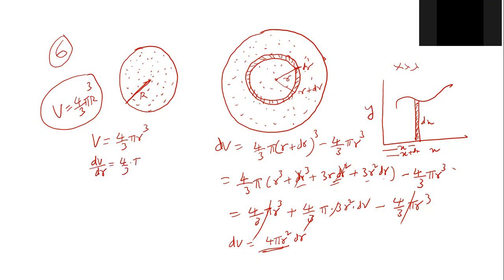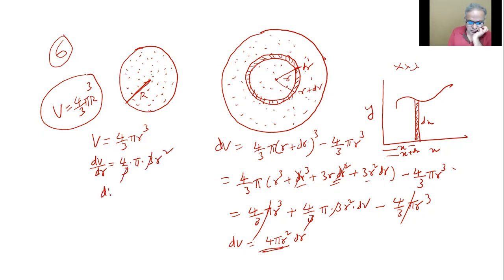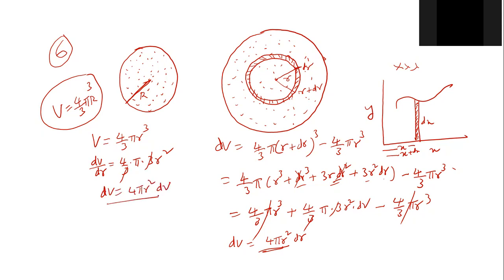4 by 3 pi r cubed. Differentiating, 3r squared. Yes, sir. Right? So what is dV? dV equals 4 pi r squared. This is simple, but I deliberately wanted to show it this way. So our job is done in calculating the small volume dV. Can I continue? You tell me now.